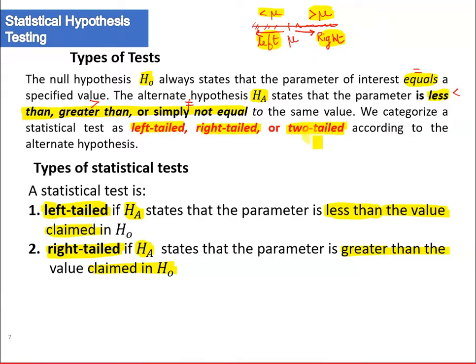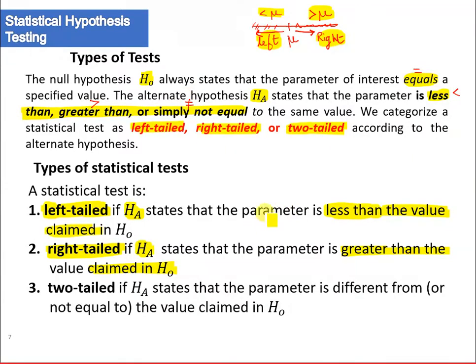When we talk about two-tailed, it means we are not sure whether the value is less or more, but the value is not equal. So we say that the test is called two-tailed if HA is not equal to. We are not saying that the value is less than or higher than, but we are just saying that it is not equal to that specific value.